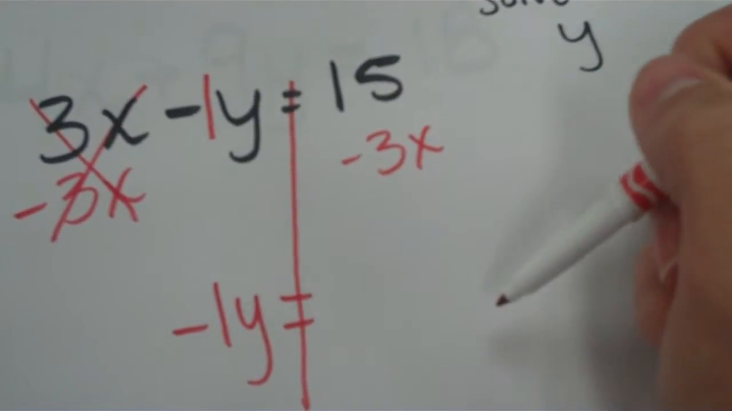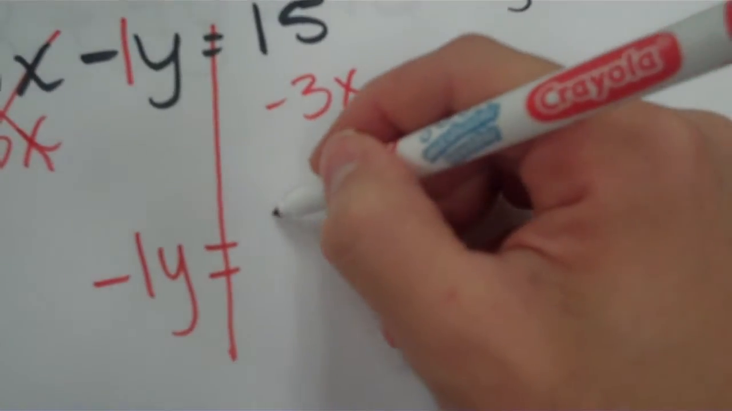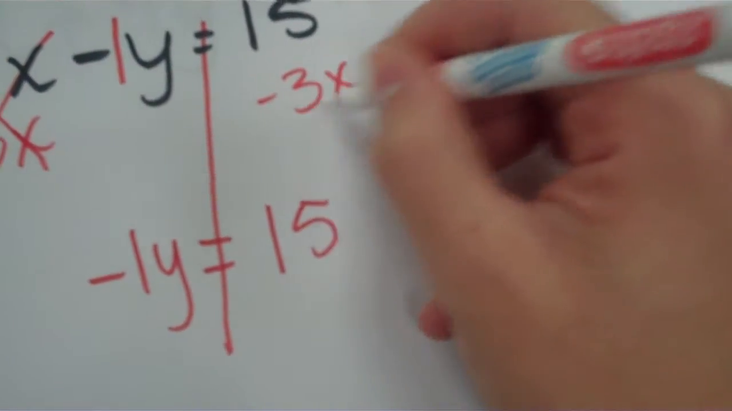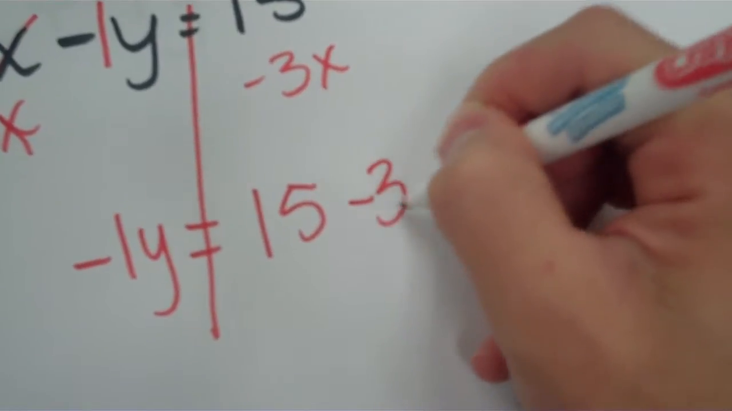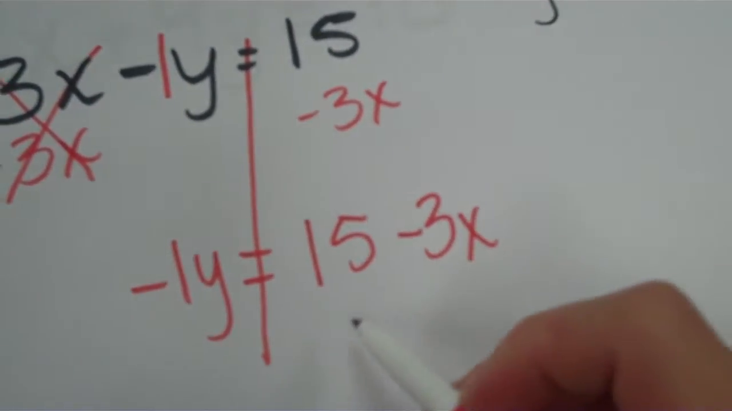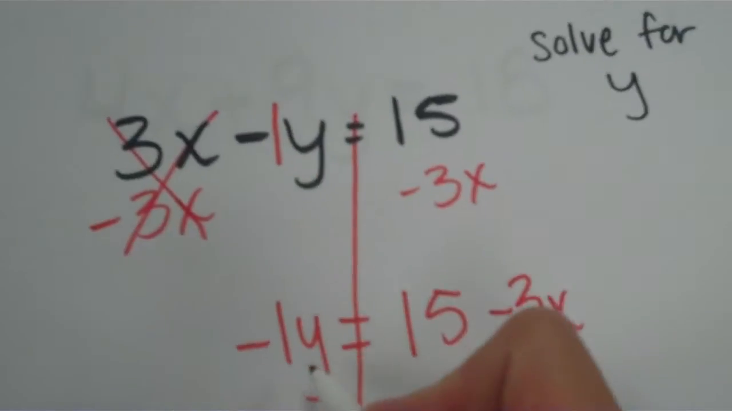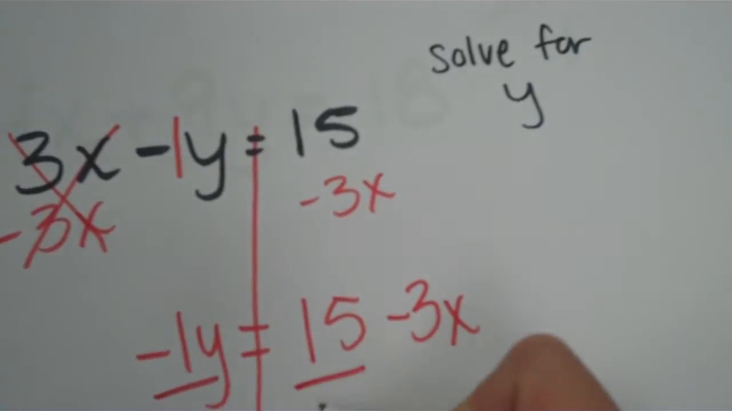It doesn't matter what you put first. I'll go ahead and this time put the 15 first because it doesn't matter. So I'm going to put 15 minus 3x. Okay, because it doesn't matter which one goes first. You could have put negative 3x plus 15. Doesn't matter. Okay? And then we divide by the best friend. So we've done this before as well.